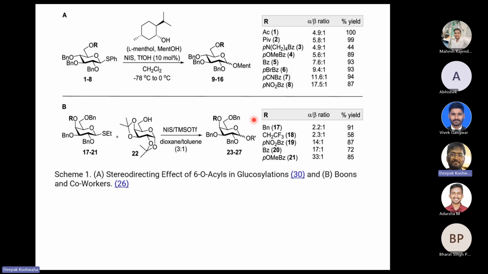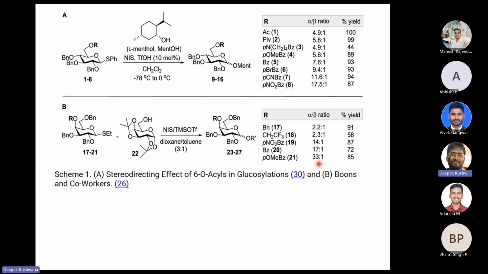But a similar report came from G.J. Boons' group. They have done it on galactose instead of glucose, and they have changed the protecting group at the C4 position. Similar changes they have done. They have taken a benzyl protecting group that shows very little alpha to beta selectivity, and then the moment they go towards the electron rich benzoate donor, they have got very good alpha selectivity.